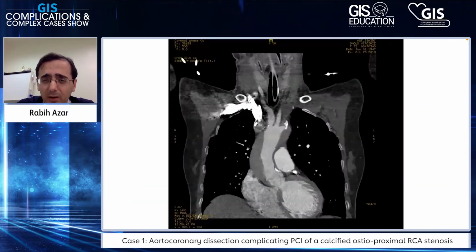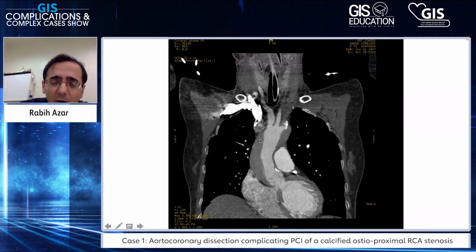So we did a scan, and this is the result of the scan. As you can see, there is a big hematoma extending all the way up to the origin of the right brachiocephalic artery. And we don't have really experience in those iatrogenic aortic dissections. Over 20 years of practice of interventional cardiology, this is the first time it happens with me.